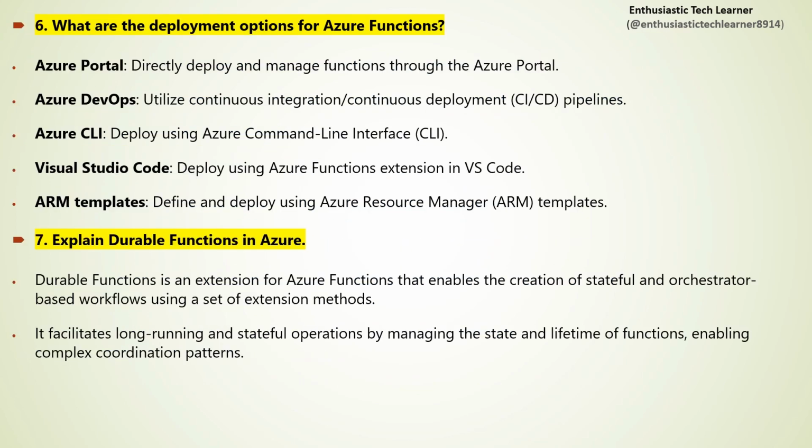What are the deployment options for Azure Functions? Azure Portal: directly deploy and manage functions through the Azure Portal. Azure DevOps: utilize continuous integration/continuous deployment (CI/CD) pipelines. Azure CLI: deploy using the Azure Command Line Interface. Visual Studio Code: deploy using the Azure Functions extension in VS Code. ARM templates: define and deploy using Azure Resource Manager (ARM) templates.